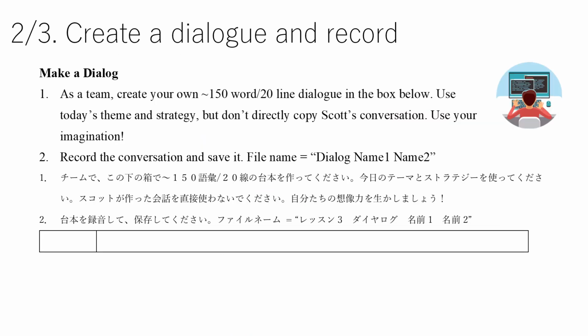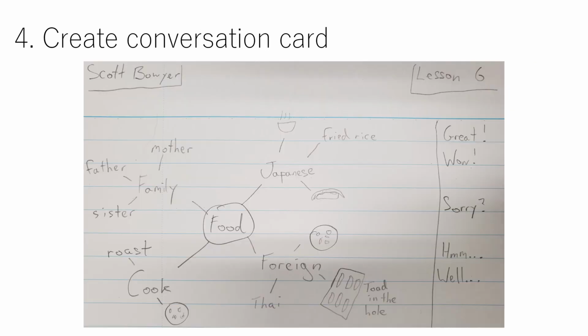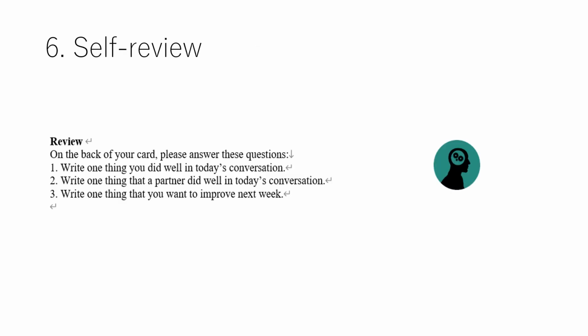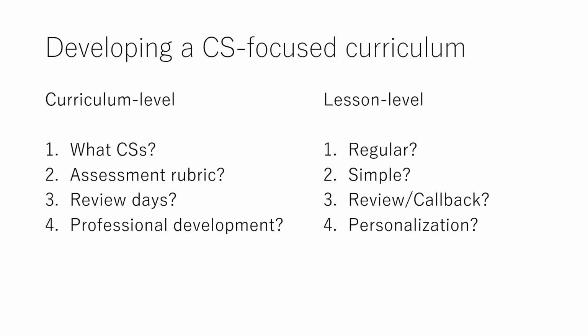Next, the students usually work in pairs to make their own dialogue, maybe a group of 3. Then they record it. Then they make these conversation cards that I talked about. Then they talk with 3 different partners. I do maybe a little bit of review in between, maybe give them some advice. And then they do a little self-review with some positive psychology, talk about what they did well, what their partners did well, and talk a little about what they want to improve.